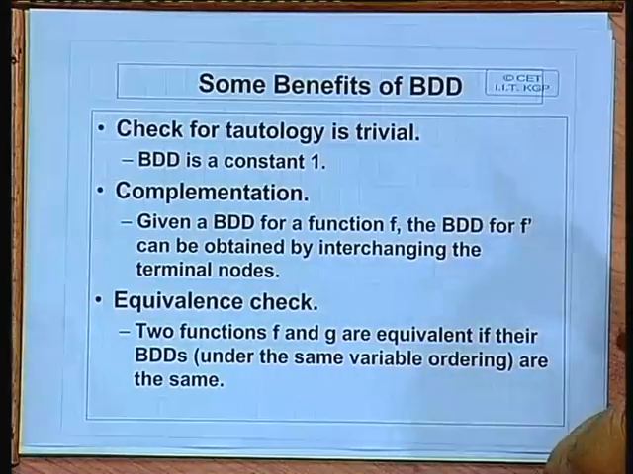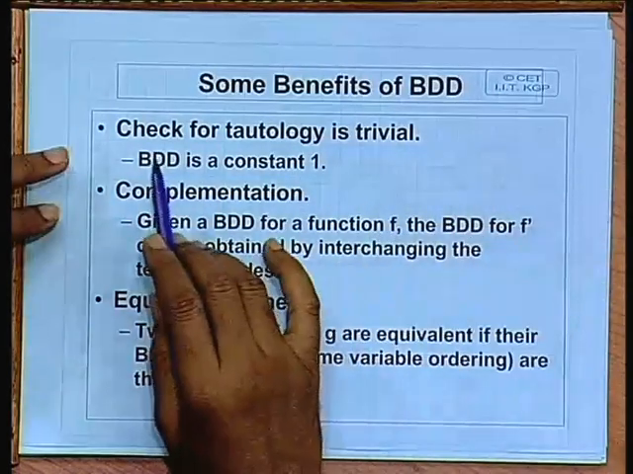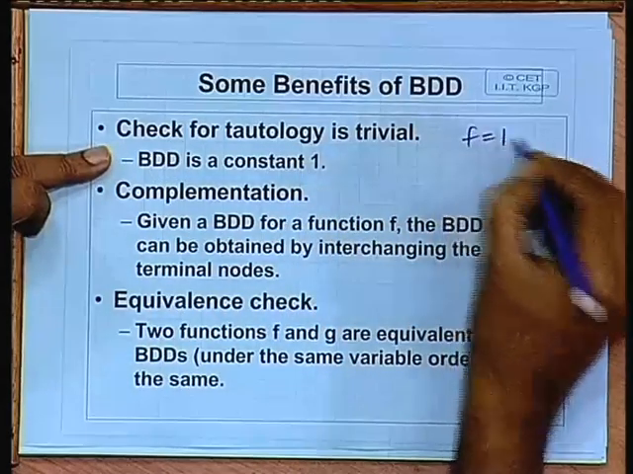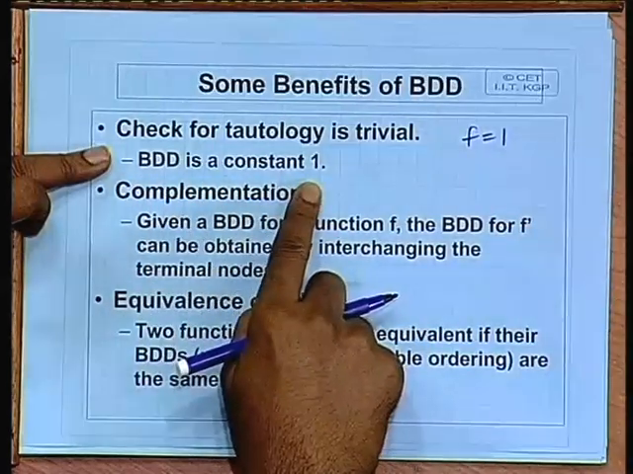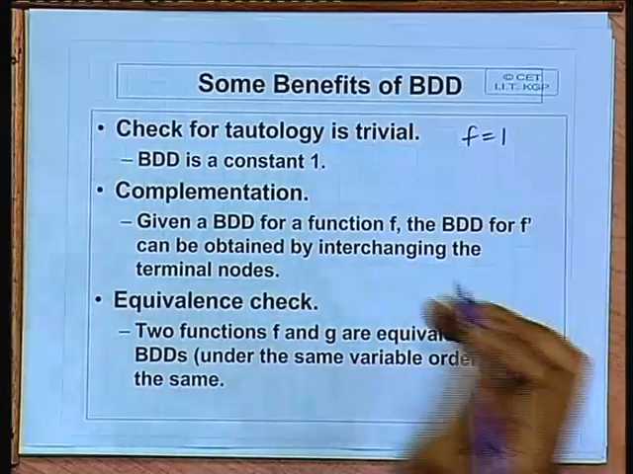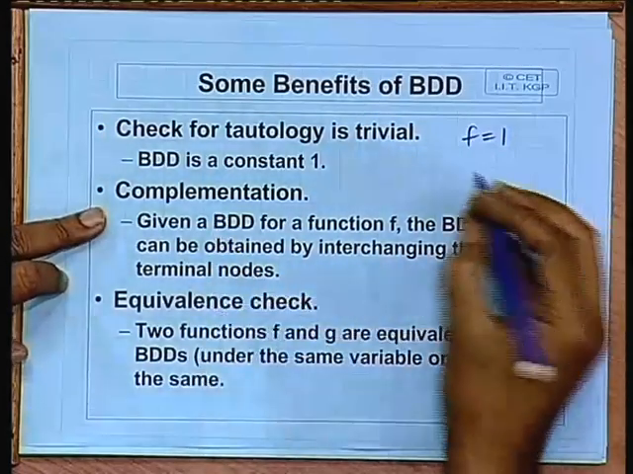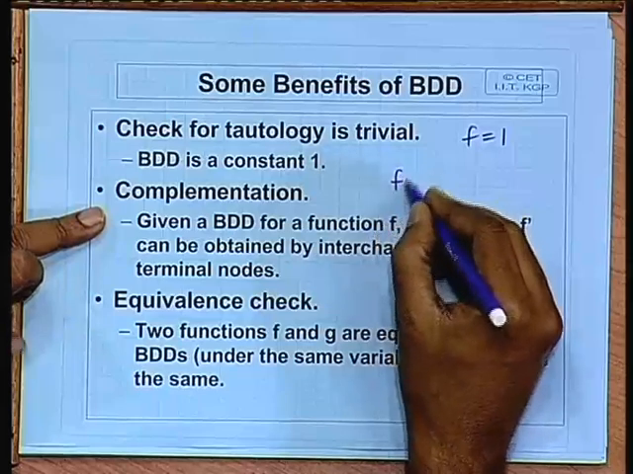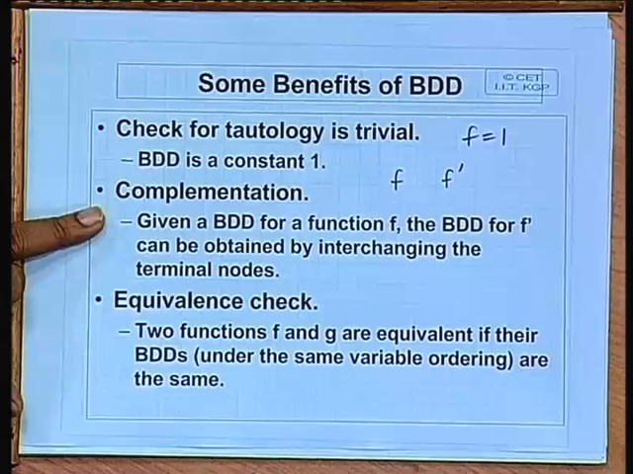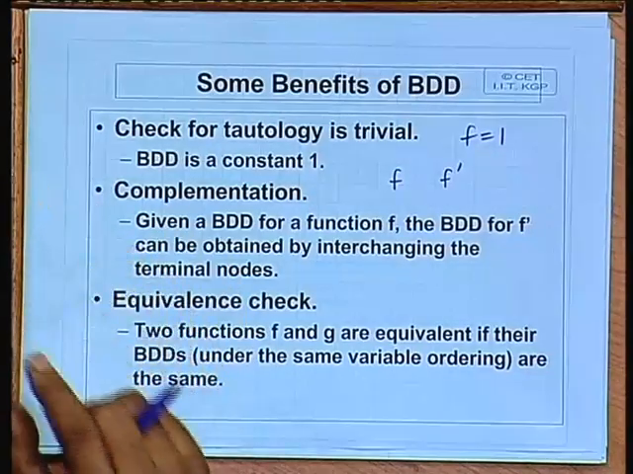Now some advantages or benefits of ROBDD, let us see. First thing is checking for tautology. If the function is a true function, f equal to 1, then the BDD will be a constant one, no ABC, just a single node 1. It is trivial, obviously. The second thing is complementation. Suppose I have a function f, I have a BDD for it. I want to construct the BDD for the function f prime. So what I do, I simply exchange the 2 terminal nodes, nothing else, everything else remains the same. I make the 0 a 1, 1 a 0, that is all.